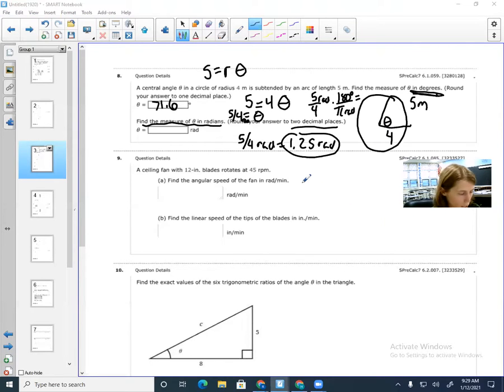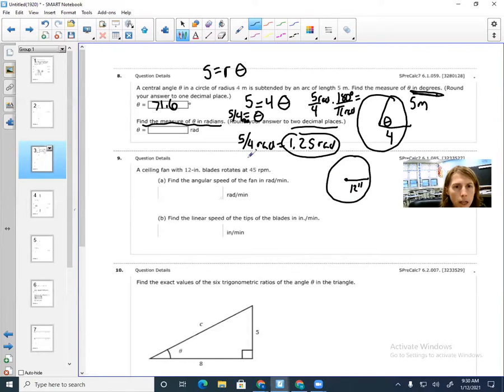Okay, I'm going to do 9. My first thing when I do number 9, I'm going to go ahead and draw a circle. It helps me see what's going on. It's a ceiling fan with 12-inch blades, rotating at 45 revolutions per minute.